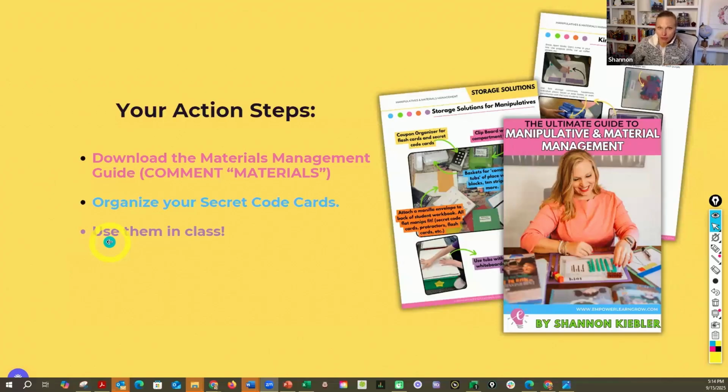Okay. So let's keep taking a look here at a few other ideas for you. Your action steps as you work with the secret code cards is to grab our material management guide. If you don't already have that, you can see it on the right. I give you, for your specific grades, all my suggestions. I have a video on just your grade level, how you use the cards, how I would store the cards, all of that stuff. Plus all the other materials that you need and expressions, I have a visual and a video for you. So just comment materials will get you that guide. No, of course, there's no cost for that.